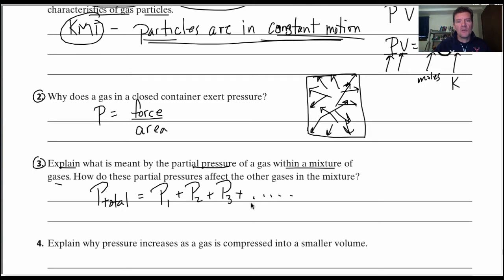Okay? So the total here, if your total pressure is a certain amount, then each gas is going to exert a certain amount in order to add up to the total. The individual gases are not going to have to exert the total pressure. They all add up together. Okay, they all add up together. The partial pressures of those individual gases give you the total pressure.